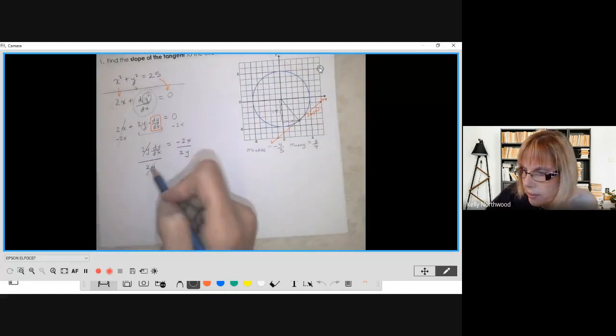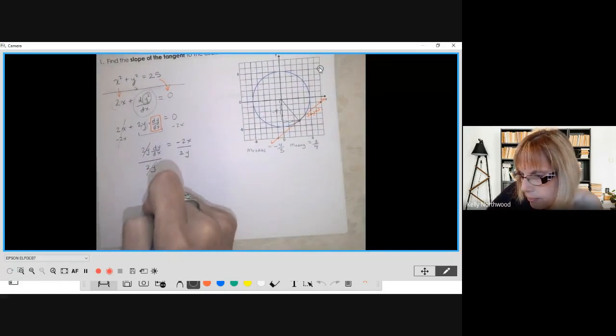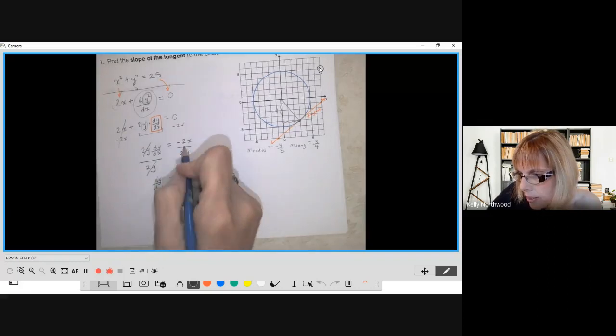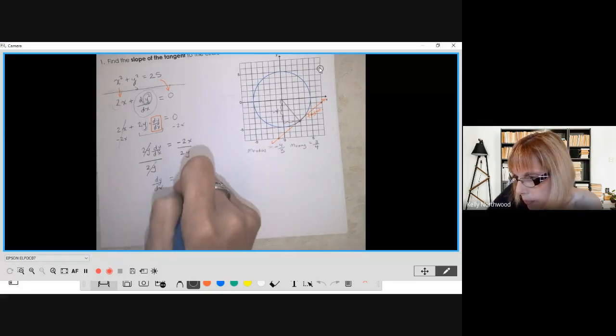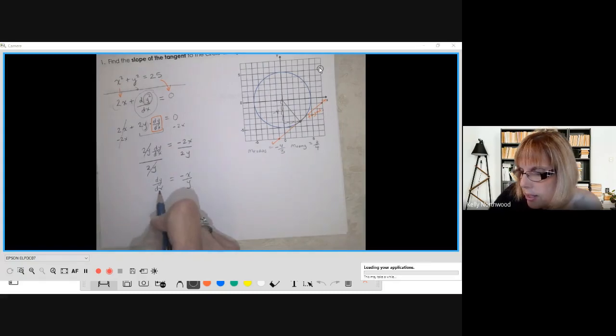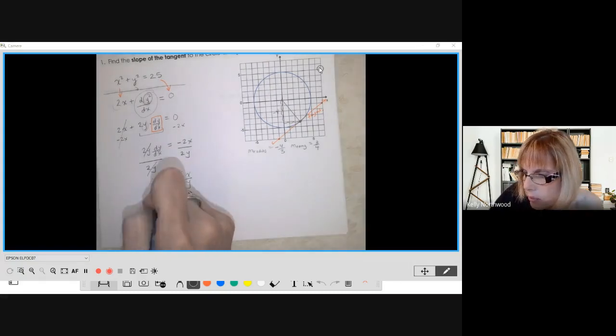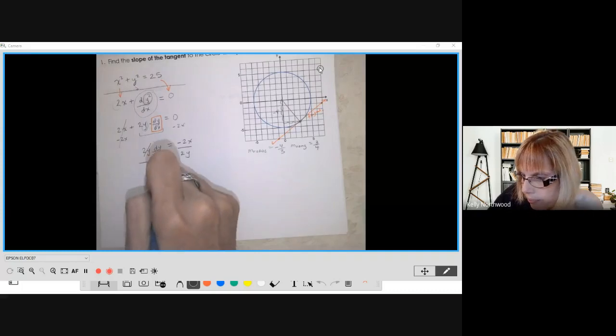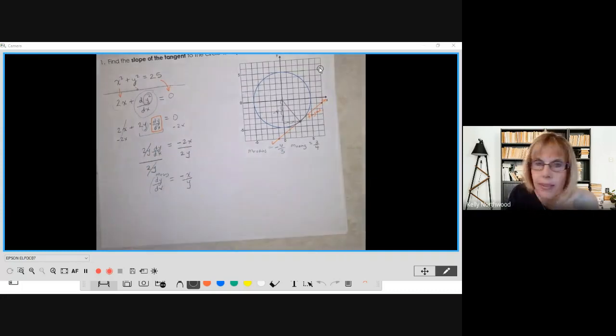So these divide out. The 2's divide out. With implicit differentiation, we're not as concerned with simplifying our form as we are with just getting an expression for the slope of the tangent. So that means the slope of the tangent, so this side means slope of the tangent, is negative x over y.